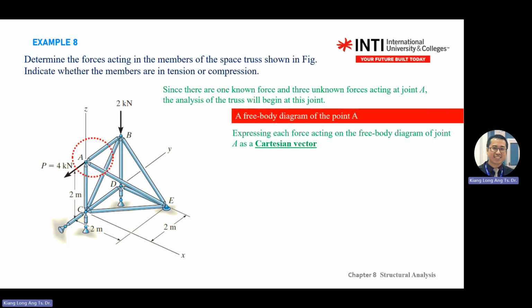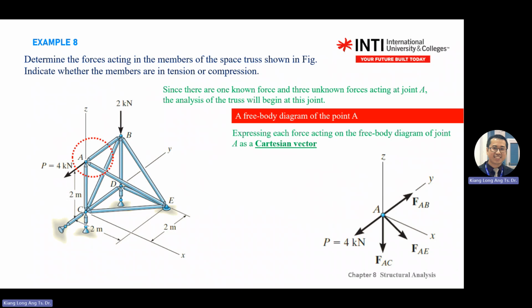Because it's 3D, we use vector analysis. So you transform what you see at joint A. P will be 4 kilonewton along the y-axis, and FAB is the force in member AB. Just use common sense. If you don't know, you can draw all the arrows out first, and then write them in vector form.